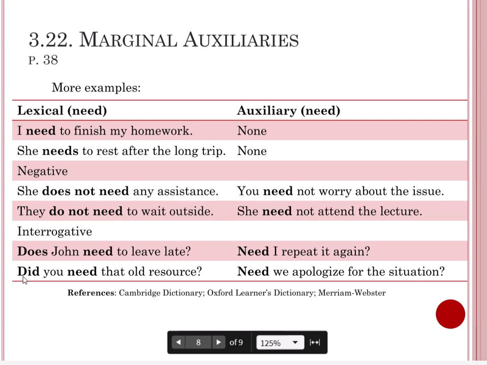The last example would be, did you need that old resource? Again, the addition of the do construction, an operator. While here, need we apologize for the situation? We made only a replacement between the subject and the verb. So there is no need for the addition of any operator because the auxiliary verb itself is the operator.